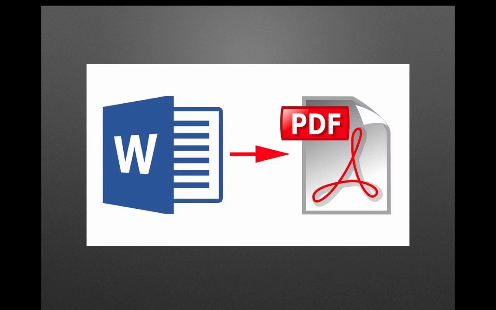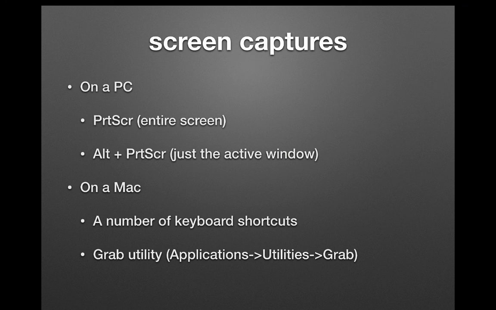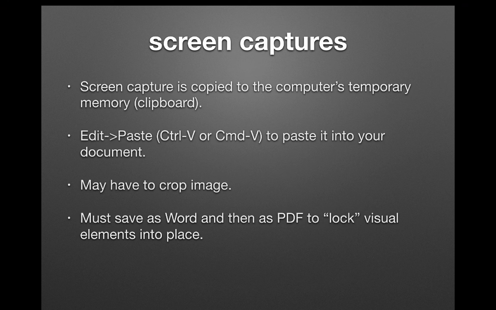Okay, and so we're going to create this in a Word document, work on the written text, and then we'll start working on marking it up visually and inserting screen captures into the document. Then we're going to save it as a PDF, and when we look at it in a PDF viewer, it's going to look remarkably like a website. Okay, and so a reminder on how to do screen captures on a PC and a Mac, and the process: screen capture copied, and then we paste it. You might have to crop the image, and then we must save it as a Word document and then as a PDF to lock the visual elements into place.